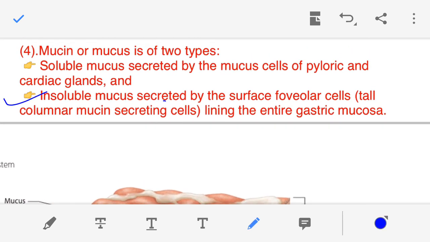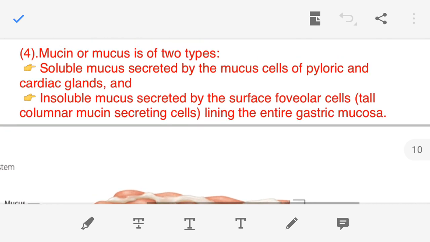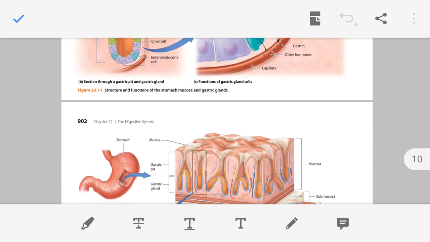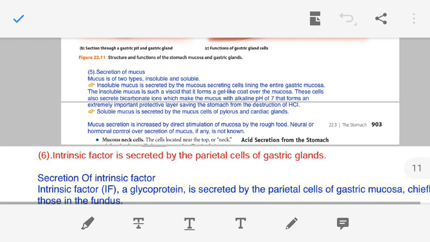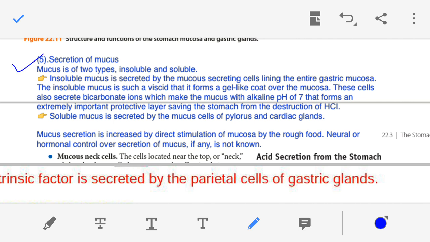insoluble mucus is secreted by surface foveolar cells. And what are these foveolar cells and where are they present? These surface foveolar cells are tall columnar mucin secreting cells, and they line the entire gastric mucosa. So this is something regarding soluble and insoluble mucus. Now one more point is there for the mucus, for the secretion of mucus.